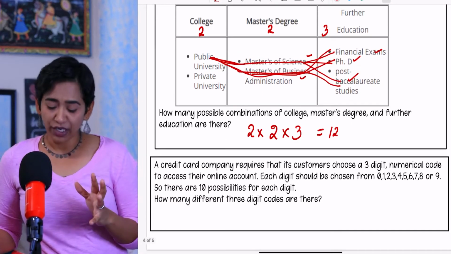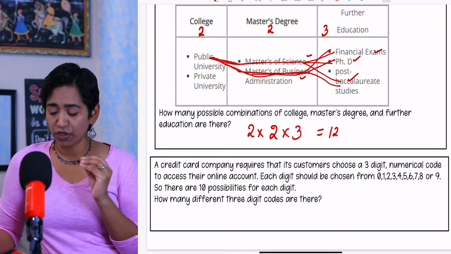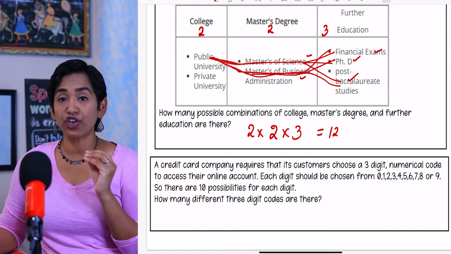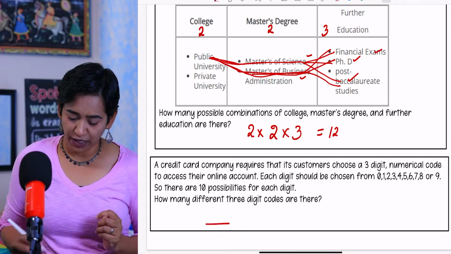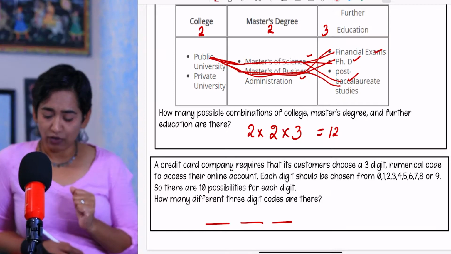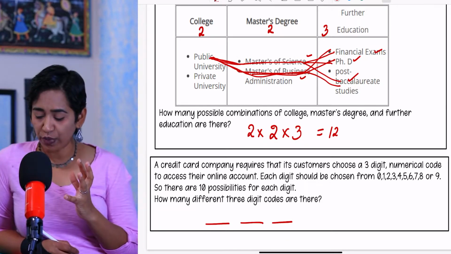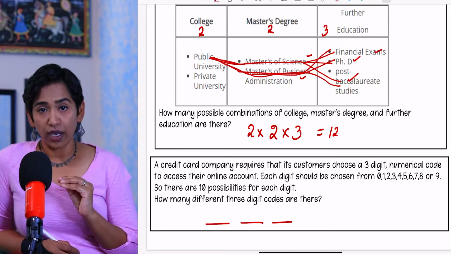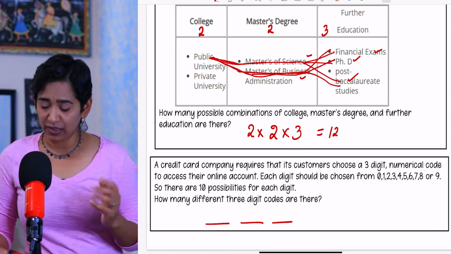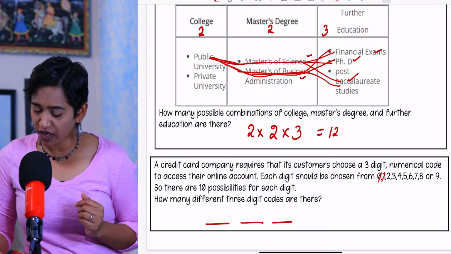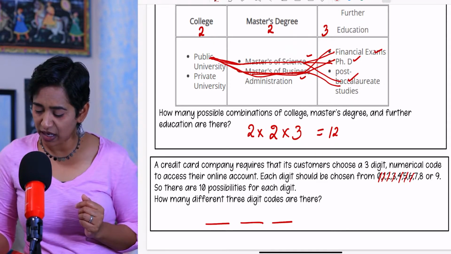A credit card company requires that its customers choose a 3-digit numerical code. So I'm going to go ahead and write down 1, 2, 3 to access the online account. Each digit should be from 0 through 9. So let's see how many. 0 through 9 is 10 possible: 1, 2, 3, 4, 5, 6, 7, 8, 9, 10.